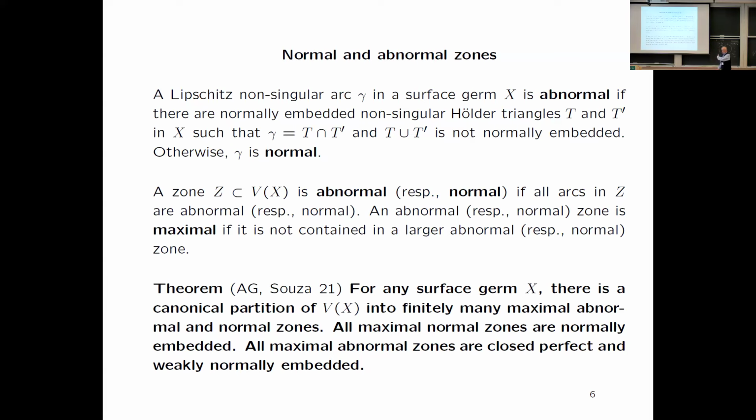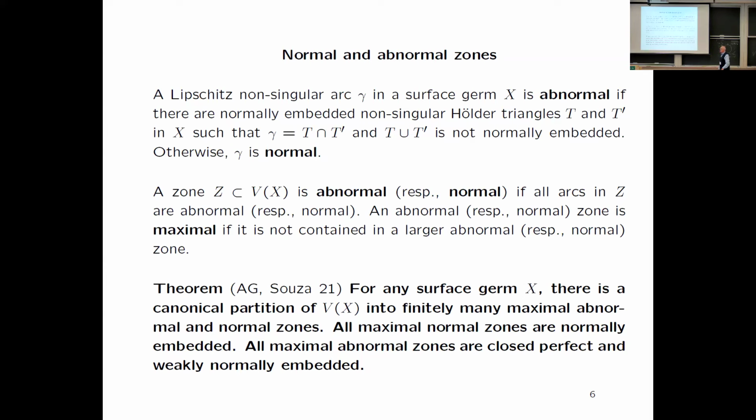And there is a finiteness property. Given a germ X, just look at all abnormal arcs. There are finitely many zones, so those abnormal arcs constitute finitely many zones inside this link. And also, all normal arcs constitute finitely many maximal normal zones. Moreover, all maximal abnormal zones are closed perfect.